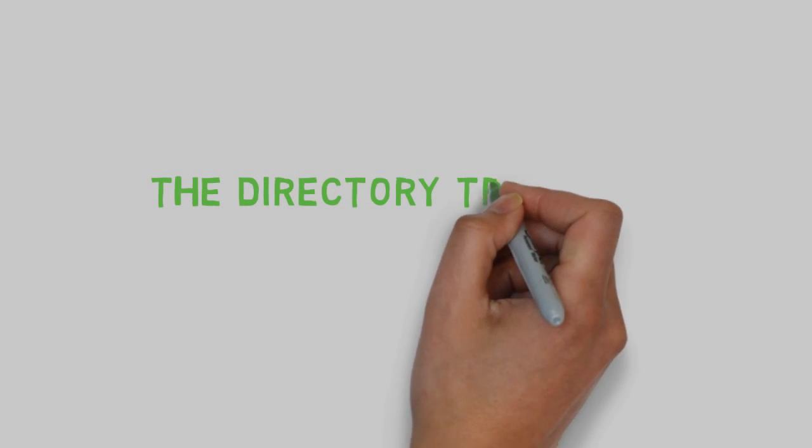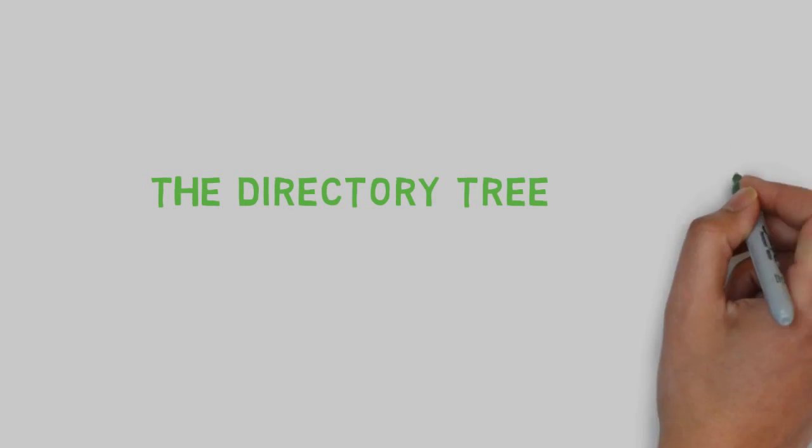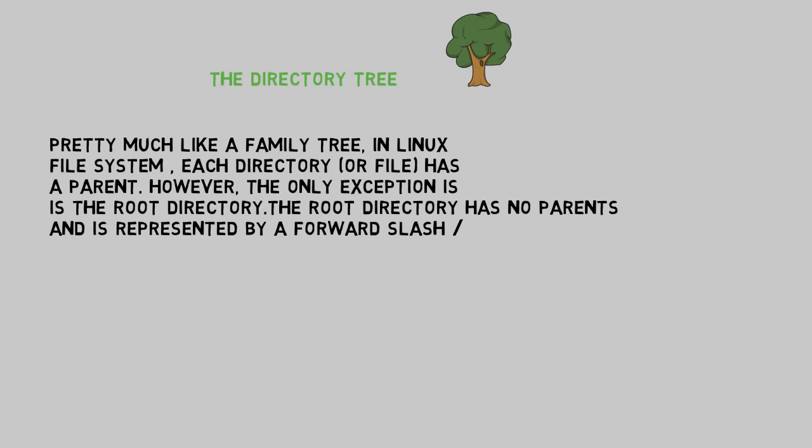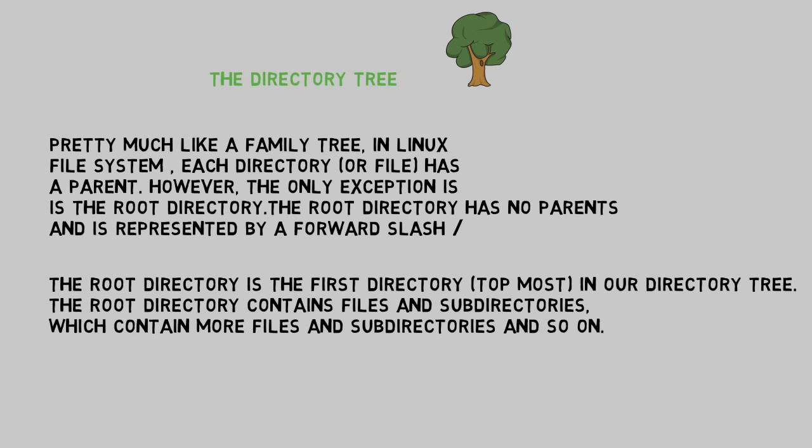The directory tree. So, pretty much like a family tree, in the Linux file system, each directory or file has a parent. However, the only exception for that is the root directory. The root directory has no parents, and it is represented by a forward slash.